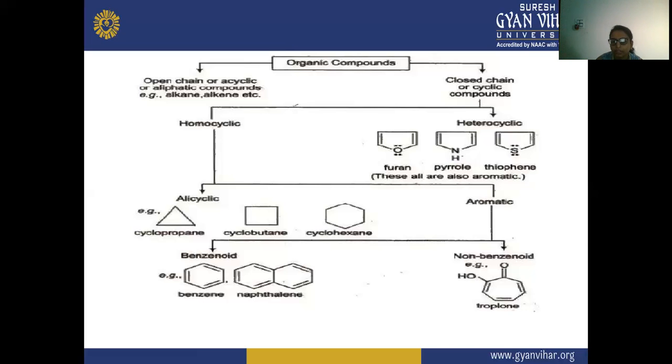These single bonds form a bond with the other carbon atom with a single bond. In the aromatic, there are two types, that is your benzenoid and the non-benzenoid. In the benzenoid, they have the benzene ring and the naphthalene. In the naphthalene, both rings are close to each other. Next is your non-benzenoids. In the non-benzenoid, you can see that they have tropolone. Tropolone does not show any resonance. That is why they are non-benzenoids.